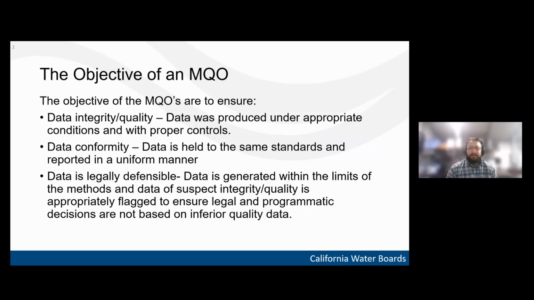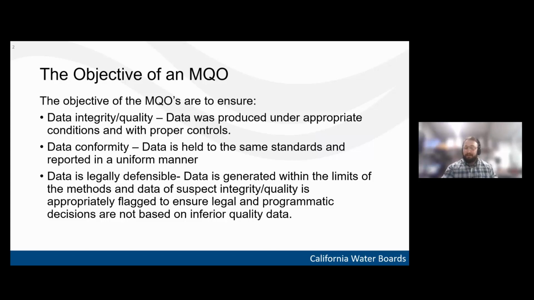We want to make sure that the data that we are generating is within the limits of the methods, and data of suspect integrity and quality is appropriately flagged, and ensure that legal and programmatic decisions aren't based on inferior quality data. We need to have a really rigorous system to ensure that our decision making is based on foundational data. So I'm going to walk through some of the MQOs.